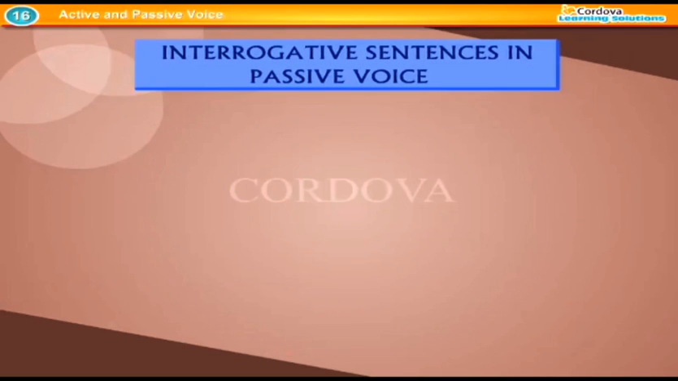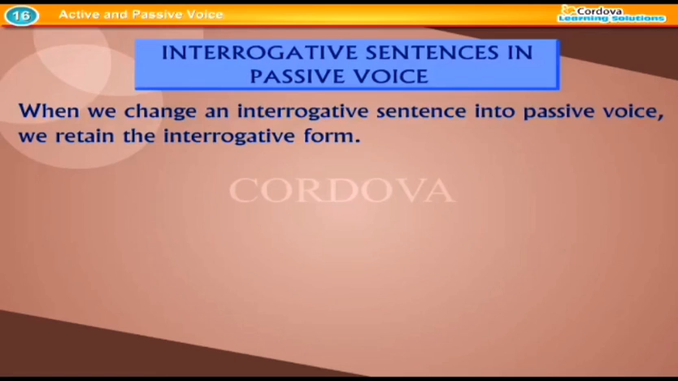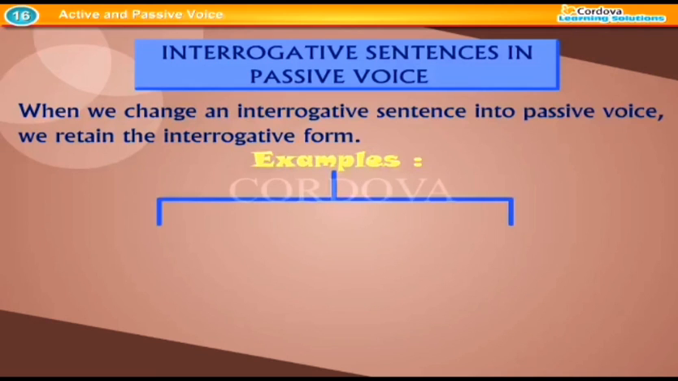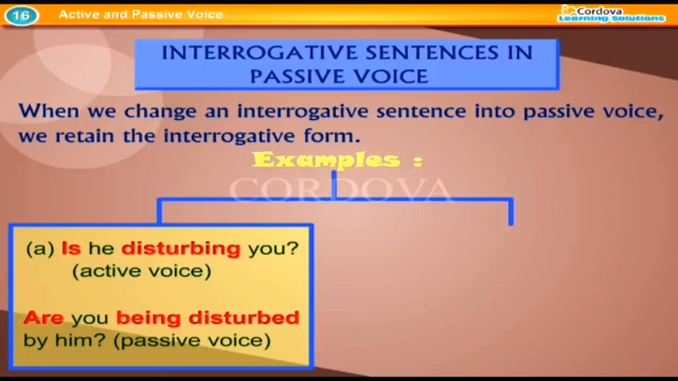Interrogative sentences in passive voice. When we change an interrogative sentence into passive voice, we retain the interrogative form. Examples: Is he disturbing you? Active voice. Are you being disturbed by him?